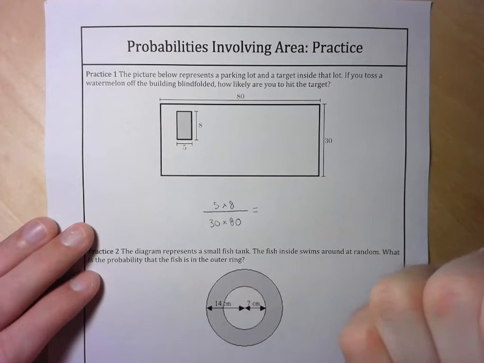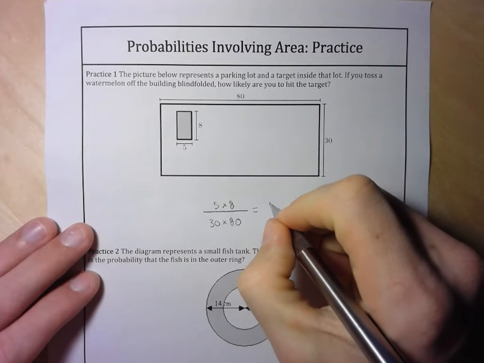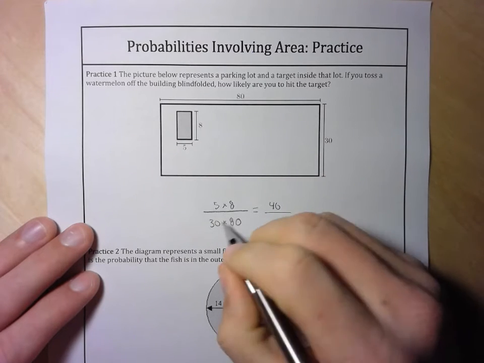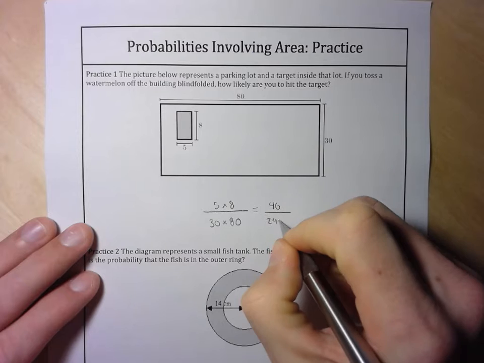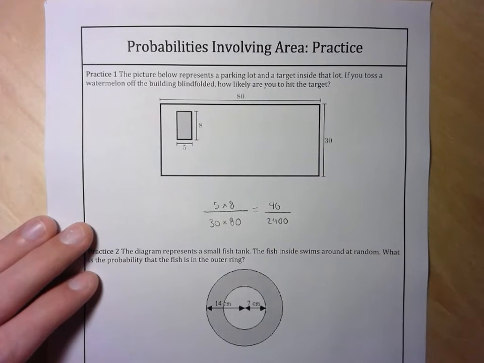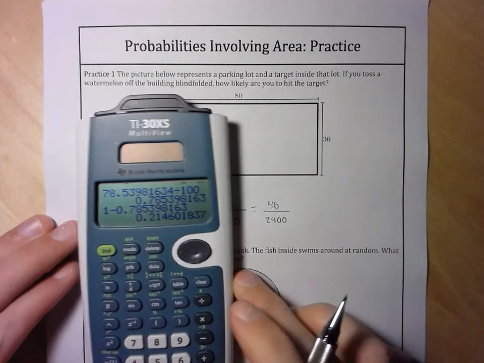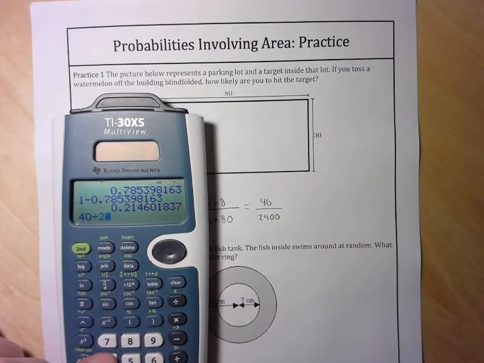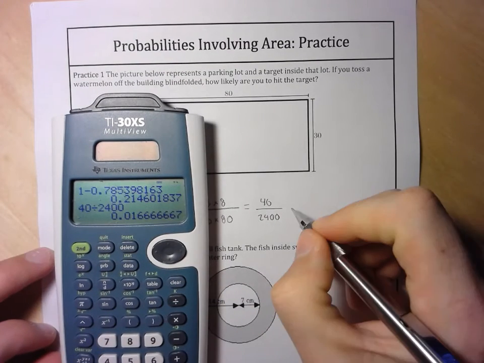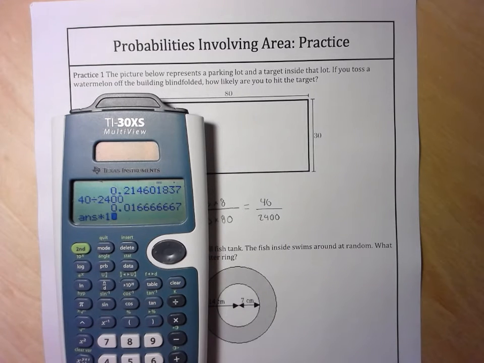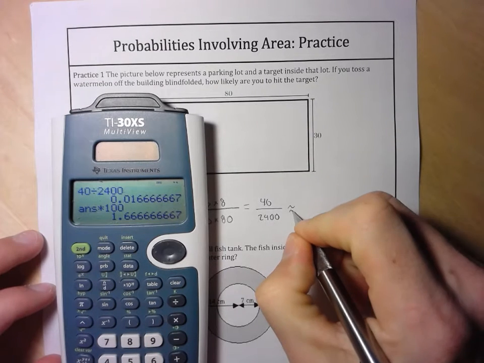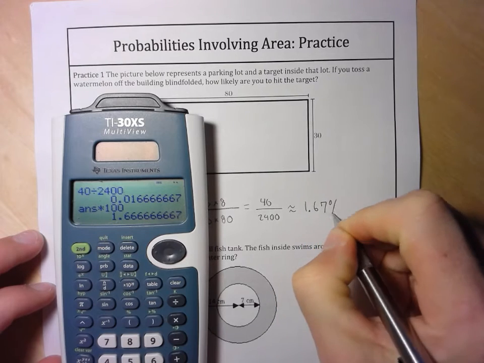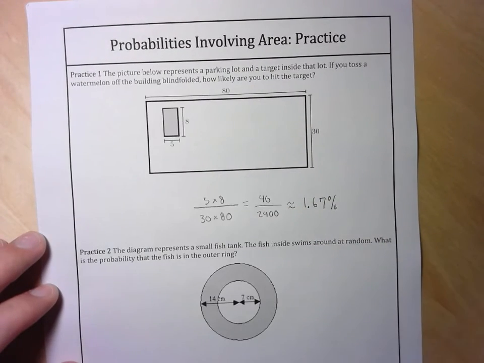5 times 8 is 40. 30 times 80 is 2400, and then we divide. 40 divided by 2400 is very small. Multiply by 100 for a percentage, so that's about a 1.67% chance of hitting that target.